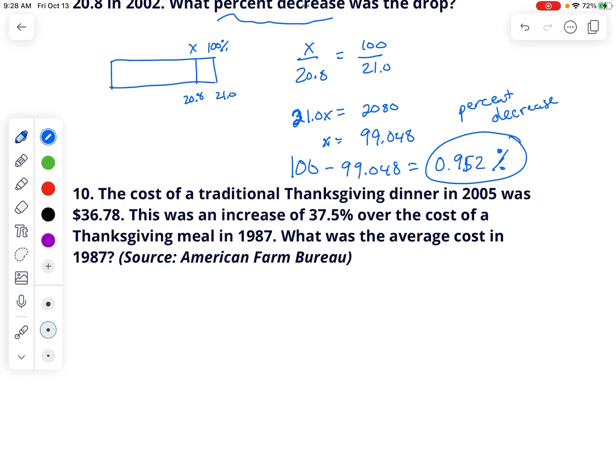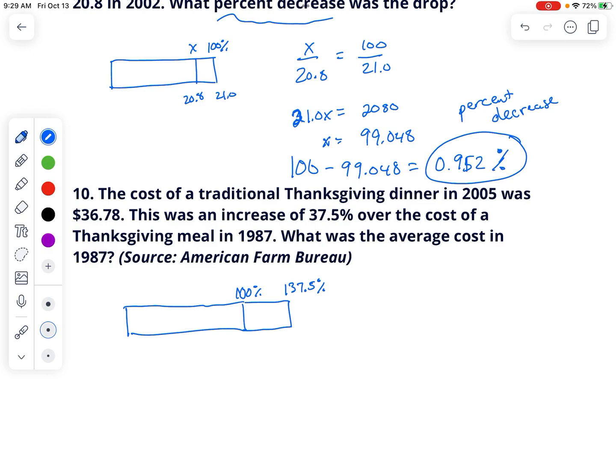Let's look at one final question here in this category. The cost of a traditional Thanksgiving dinner in 2005 was $36.78. This is an increase of 37.5% over the cost of it in 1987. What's the average cost in 1987? Again, I think we can use a tape diagram for this. So original price, 100% here, and it increased. So we're at 137.5 percent.